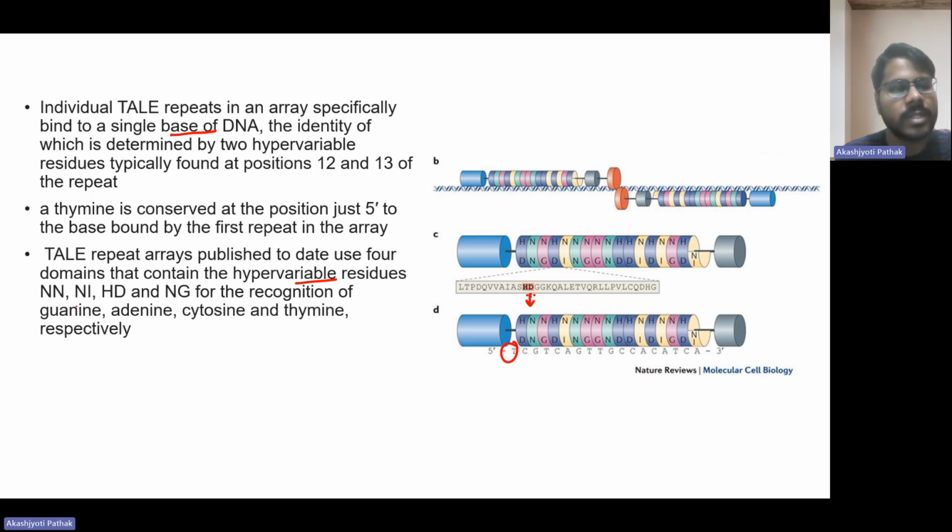If the 12th and 13th residues are NN, this will indicate that this protein has to go and bind to the guanine base. If it is NG, it will give specificity that it has to bind to the thymine base. So in this way, NN stands for recognizing the guanine nucleotide, NI will help in recognition of the adenine residue, HD for cytosine residue, and NG for thymine residue.